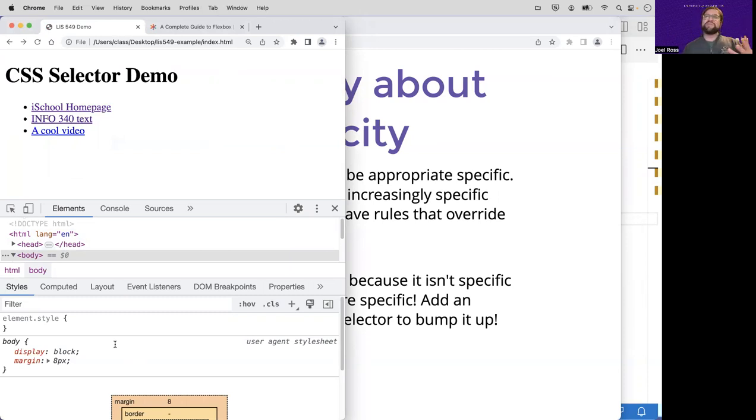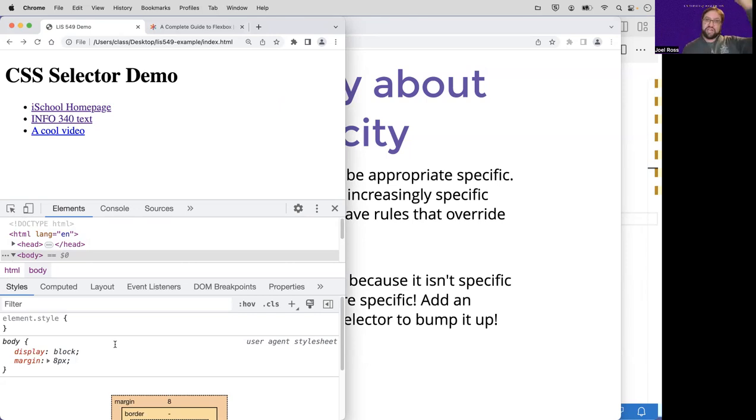So specificity is one of those things that comes up when there's a problem, when you try to do something that doesn't work. It's not something you need to be thinking about all the time as you're generating new content. So what I generally do is I'll write my rule the way I want, as general as I can, but as specific as I need to be. And then when I load my page and it doesn't work, I'll investigate why.